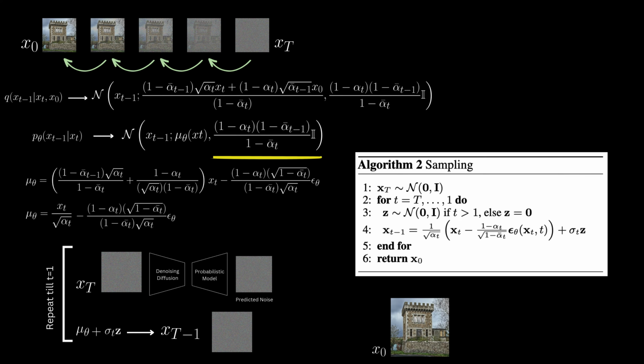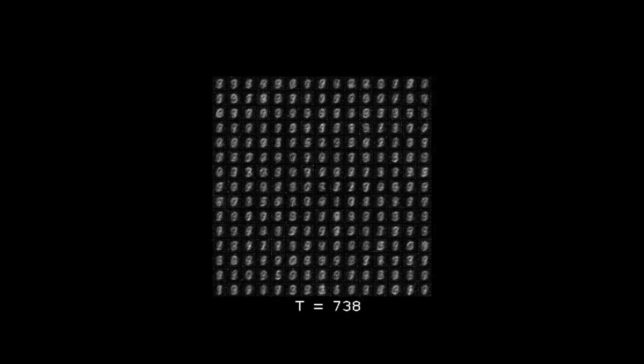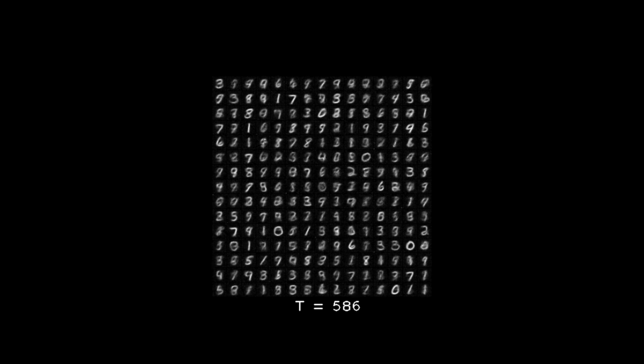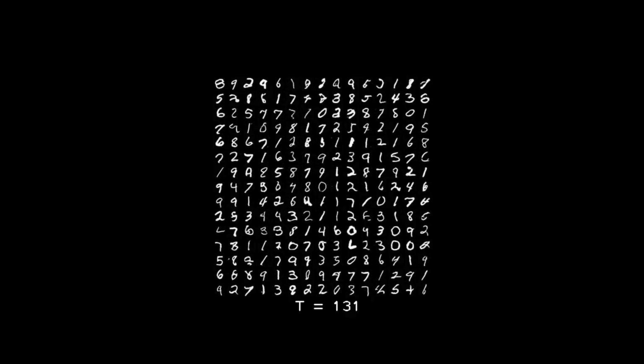Once we trained this model on MNIST dataset, we were able to produce quality samples of digits. But while the quality of samples were high, since the inference process had to go over a sequence of 1000 steps, the generation was slow. So now with the recap done, let's see what happens in DDIM and how does it lead to faster generation.